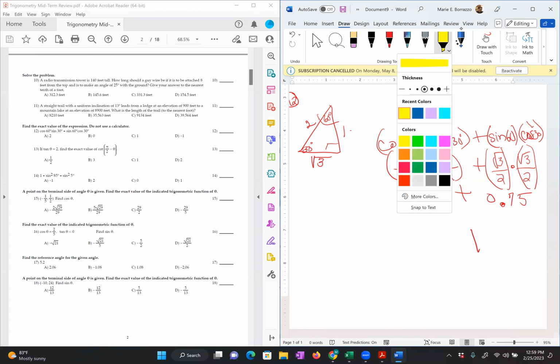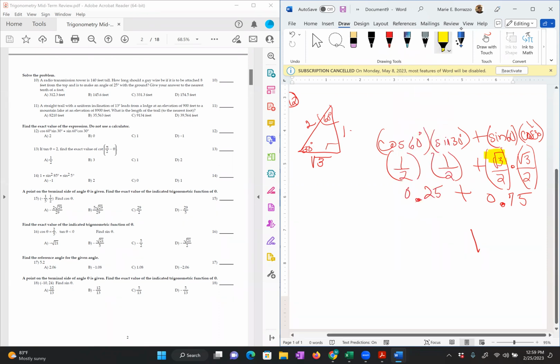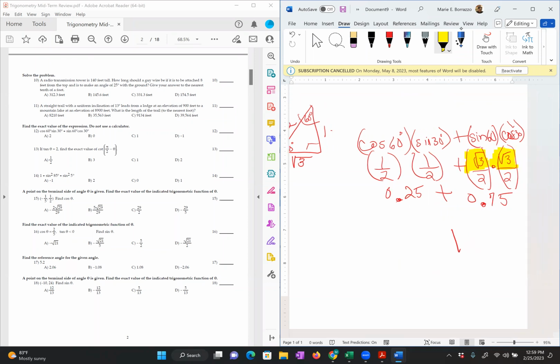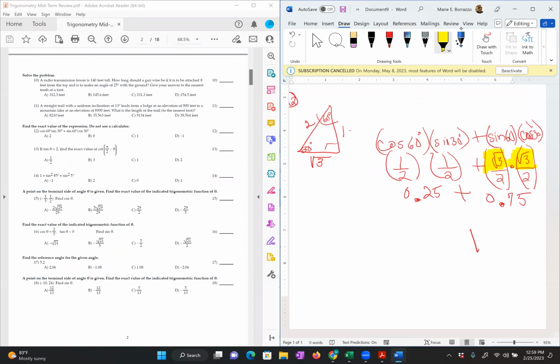What I do want to remind you of, and this is something you'll possibly see on the SAT, is that when you multiply two radicals, you're simply canceling the radical itself. So in this case, that becomes 3. And 2 times 2 gives you 4, hence 0.75.